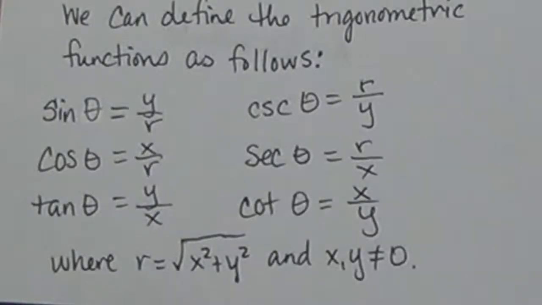r is going to be defined by the square root of x squared plus y squared. So sine of theta is going to be y over r. Cosine of theta is going to be x over r. Tangent of theta is going to be y over x. Cosecant of theta is r over y. Secant of theta is r over x. And cotangent of theta is x over y. And again, remember that x and y cannot be 0 whenever they are in the denominator.